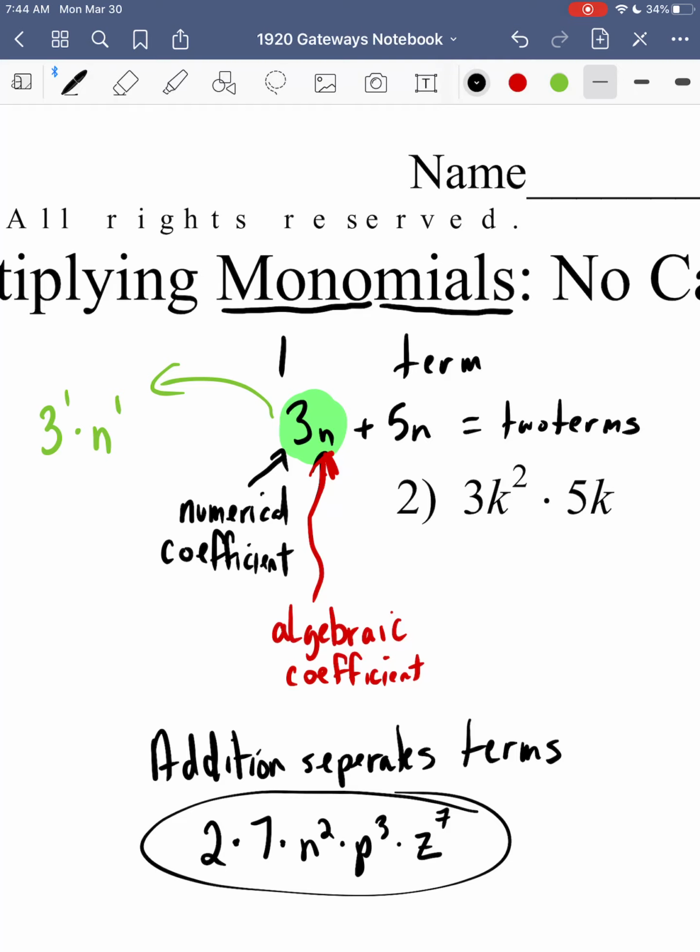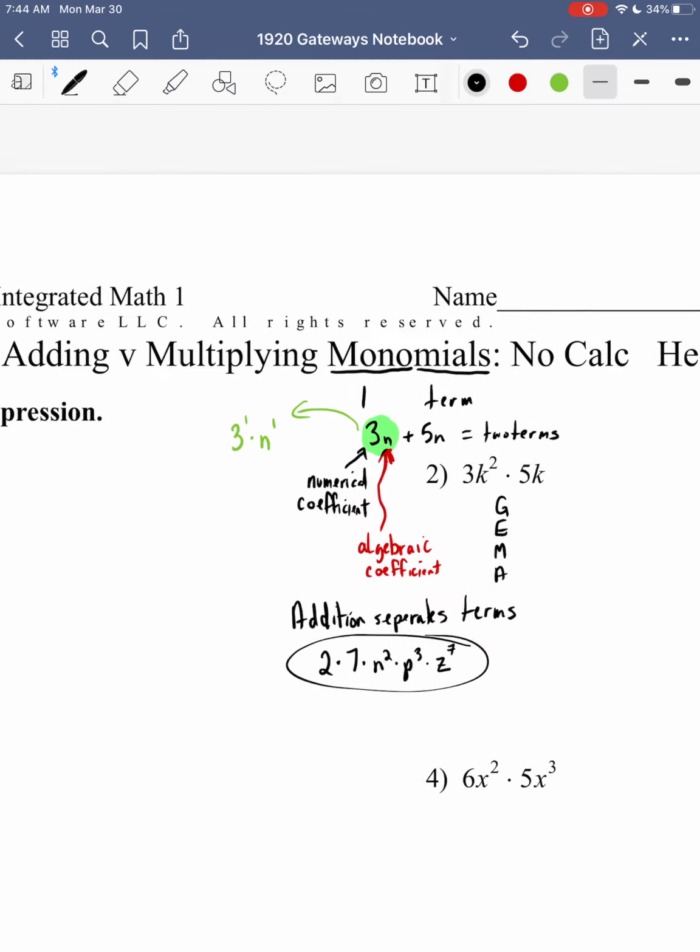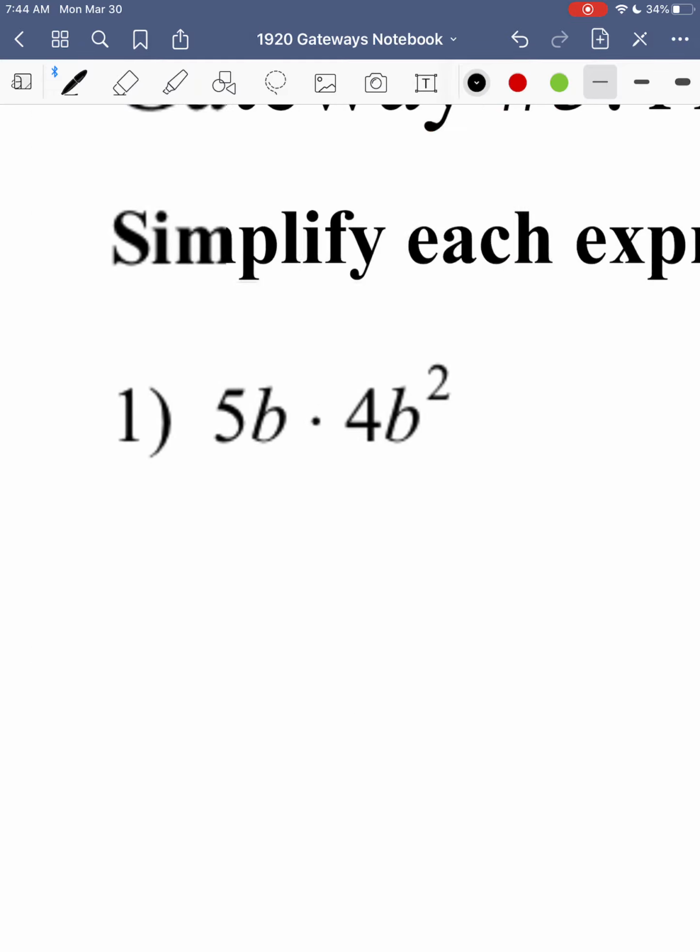So you want to keep that in mind, because when you are adding versus multiplying monomials, you are still doing GEMA from last time. So you're still doing groupings, exponents, multiplication, addition, just like we did in Gateway number 4, and a little bit in Gateway 2 and some of 3. So let's take a look at some of these.